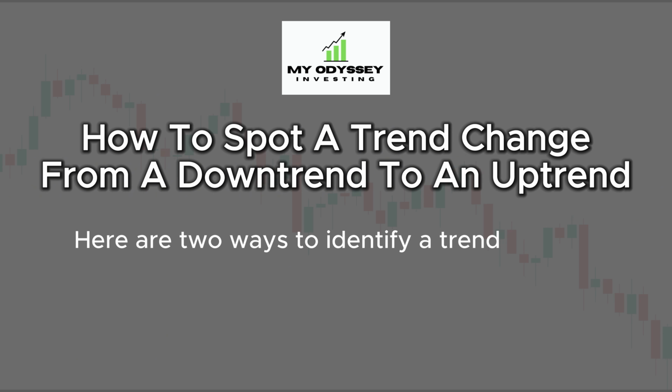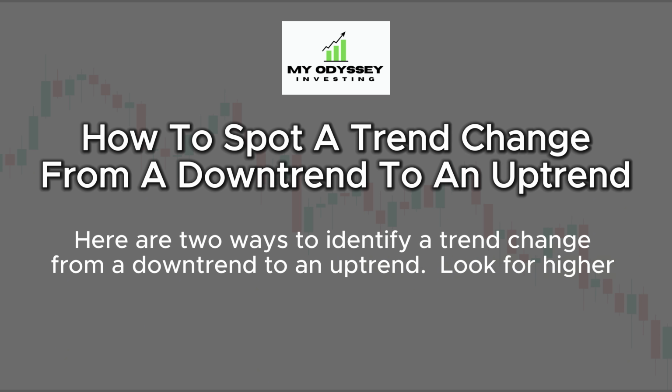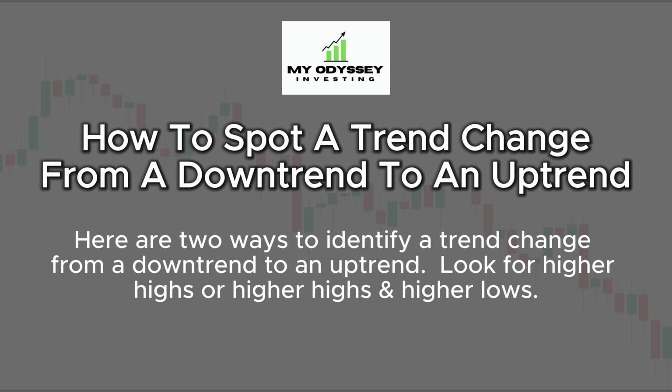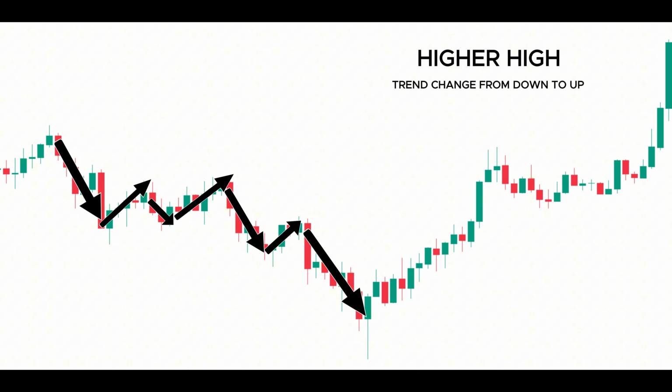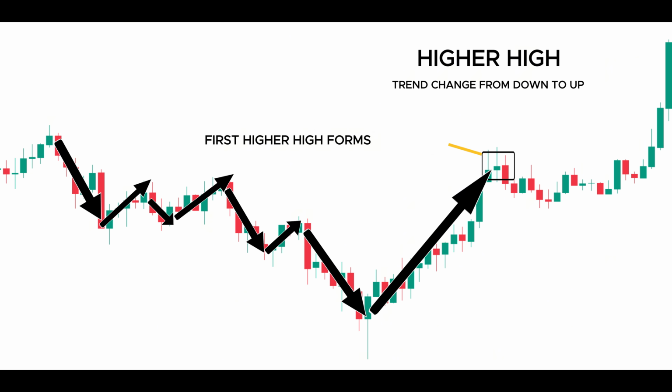Here are a couple ways to identify a trend change from a downtrend to an uptrend. Look for higher highs, or higher highs and higher lows. Here you have your moving downtrend to the lower highs and lower lows before a higher high forms, signaling a trend change from a downtrend to an uptrend.